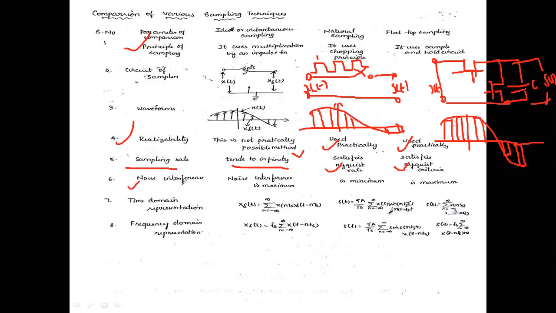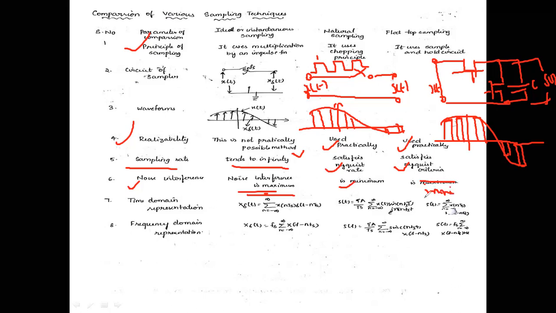And the noise interference is maximum here. Why it is not practical: the noise is reduced in the flat top sampling, because the flat top here is a constant. Due to this, the noise is reduced, is a minimum here actually. The noise is introduced at the top of the pulse, which can be easily removed if the pulse is in the form of a flat. Here it is not the maximum, my students, it is the minimum.